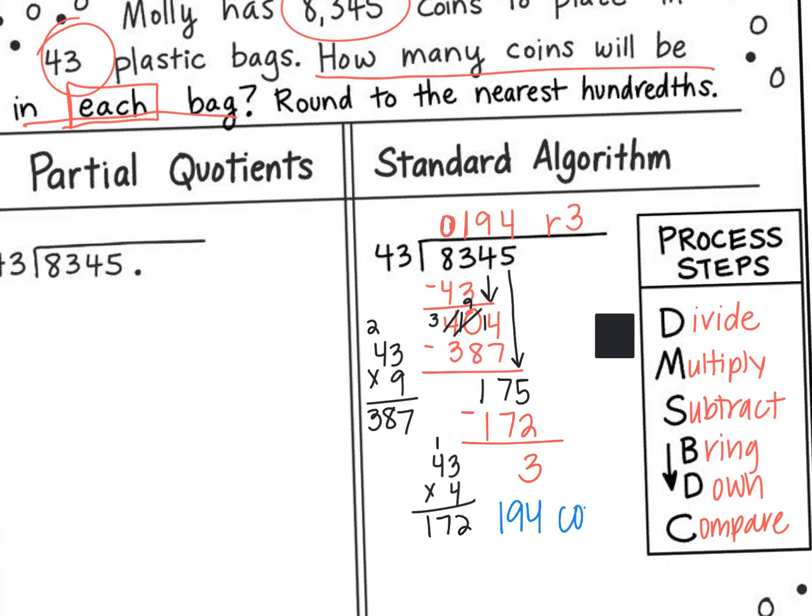194 coins in each bag, but I would have 3 left over that don't get put in a bag, or they just get, there's only 3 in a bag by themselves. Okay, you'd have to have a whole other bag just for those 3. Those 3 you just spit them in. They can just put it in. Or you could just put all 8,345 coins.